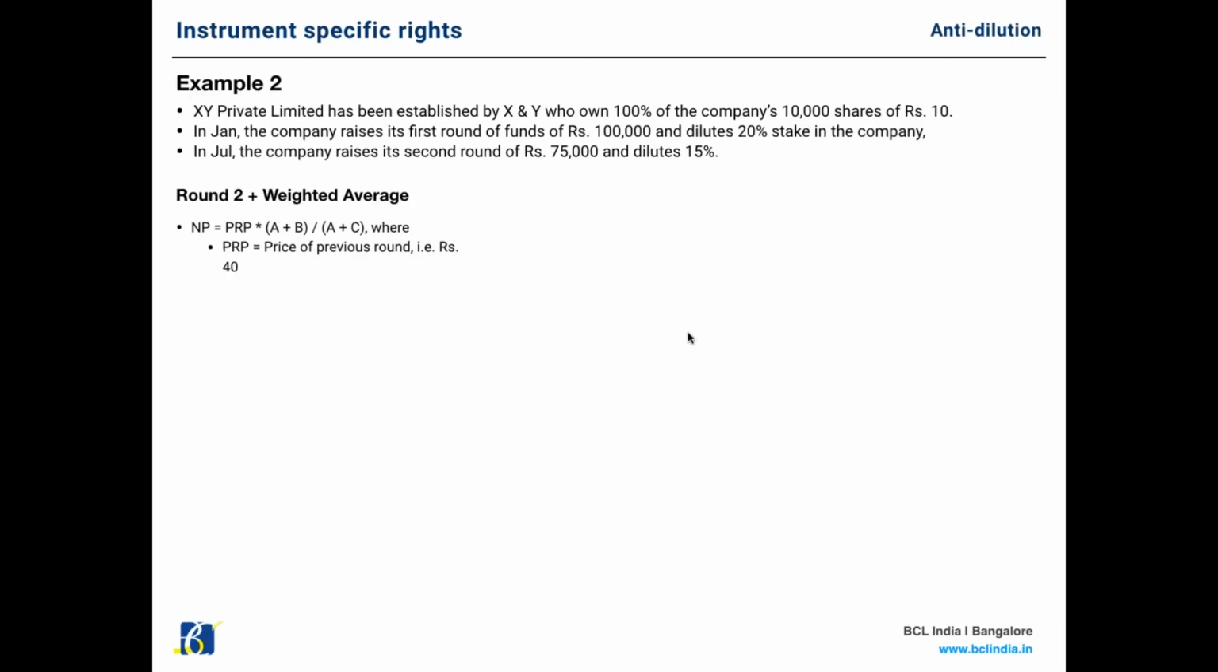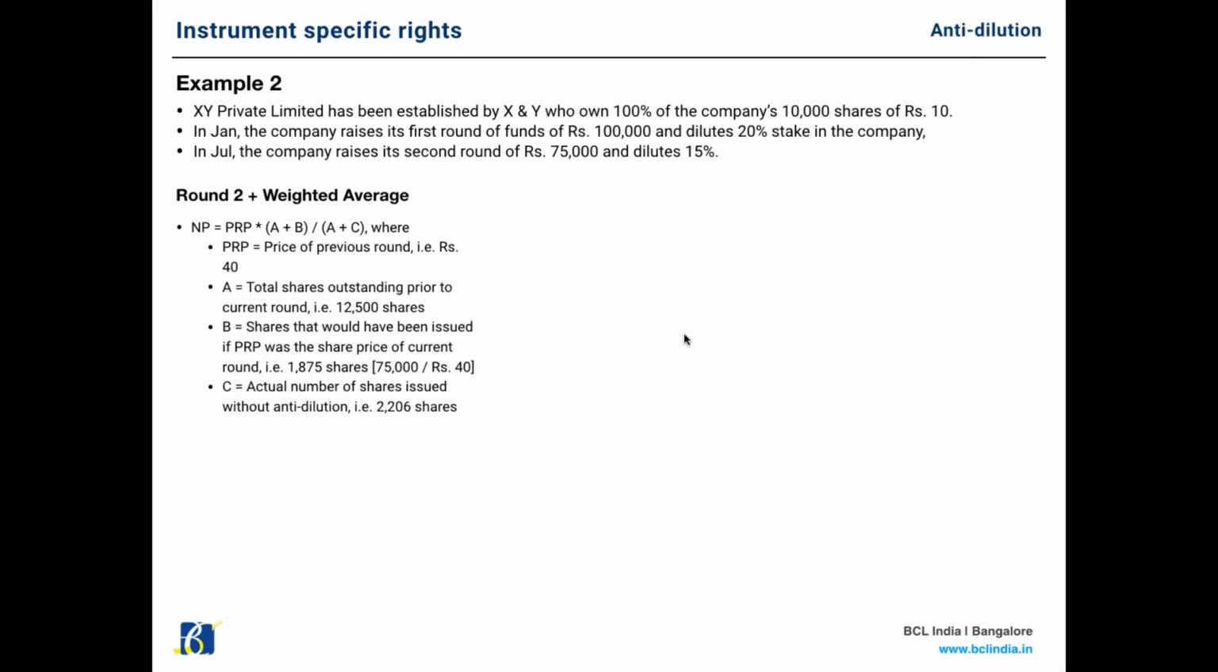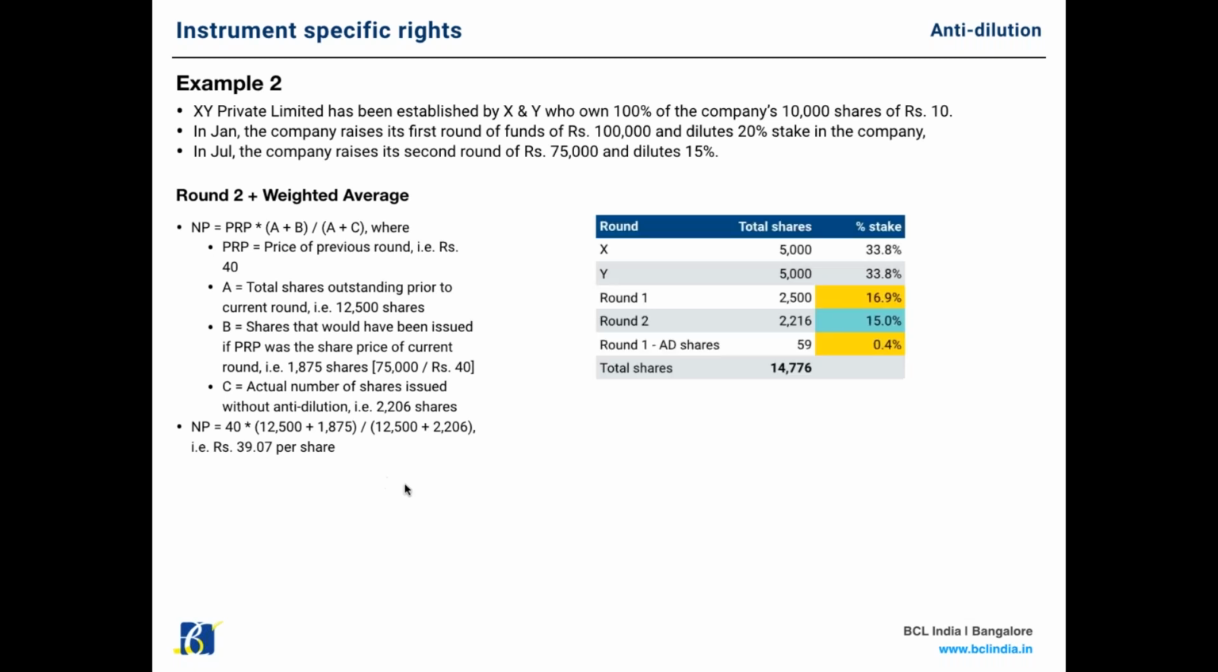In the case of a broad-based weighted average method, we use the same numbers, but what we do is we arrive at a weighted average price. If you see the previous round, we had 33 rupees as the price, but if you apply broad-based weighted average, the same price is 39.07, which means that the round one investor will not get 20%. The round one investor will get 16.9 plus 0.4, so around 17.3% of the company's stake, which is fair to both the company as well as the investor.